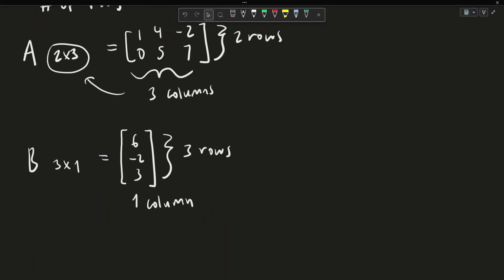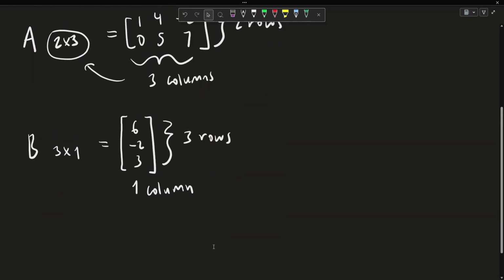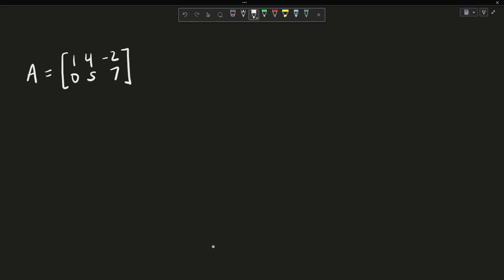This begs the question, how do we refer to each individual entry in the matrices? So let's take the example of matrix A above and just rewrite it down here. So matrix A equals 1, 0, 4, 5, negative 2, 7. Let's say we want to refer to this element right here. Well, the way we do that is we say lowercase a, and we refer to the item in the ith row in the jth column.